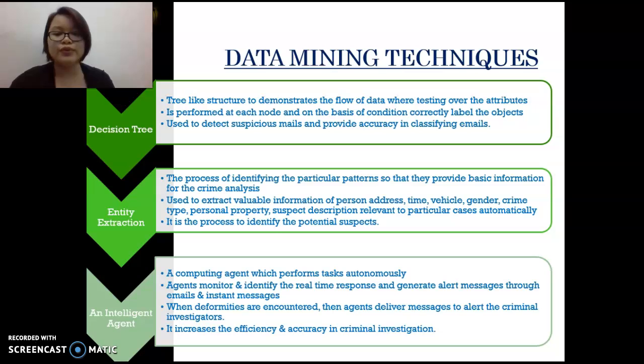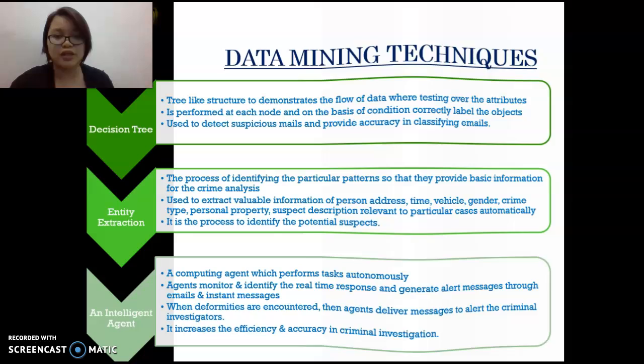It is a computing agent which performs tasks autonomously. Agents monitor and identify the real-time response and generate alert message through emails and instant message. When deformities are encountered, then agents deliver message to alert the criminal investigators. It increases the efficiency and accuracy in criminal investigations.